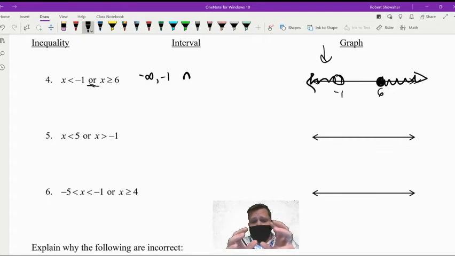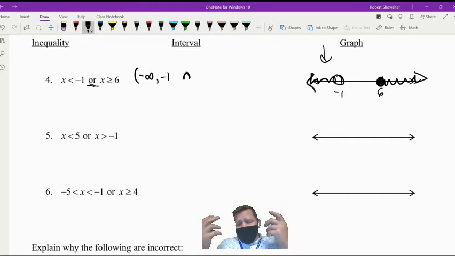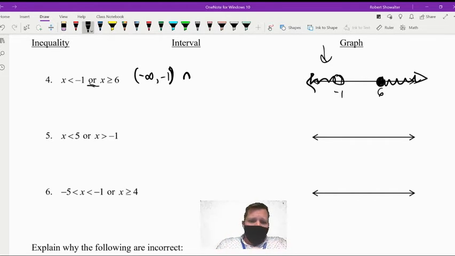Now we need to decide what symbols to put around it. Do we do a parenthesis? Do we do a bracket? So on infinity, we always do a parenthesis. On the critical value, we decide, is it closed? Is it open? Is it underlined or not underlined? It's not underlined and it's open, so we have an open bracket, or a parenthesis.